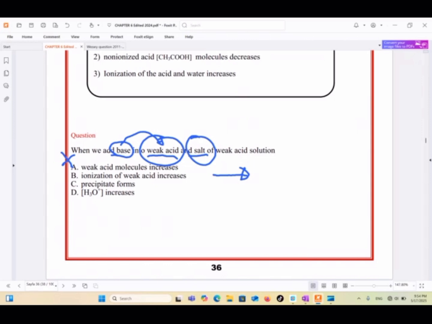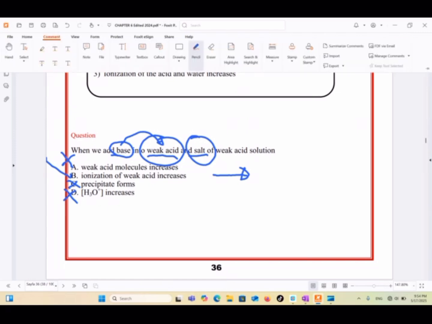Ionization of the weak acid molecule increases? Yes, that's correct. Precipitate forms? No, there is no precipitate. Hydronium increases? There will not be change in the hydronium, hydroxide, pH, and pOH of the solution, guys.